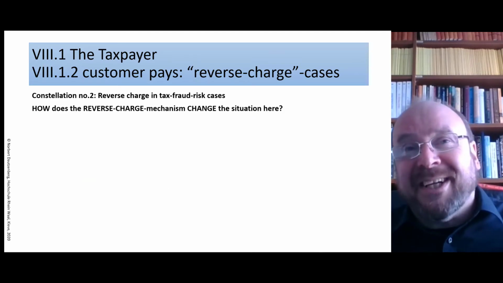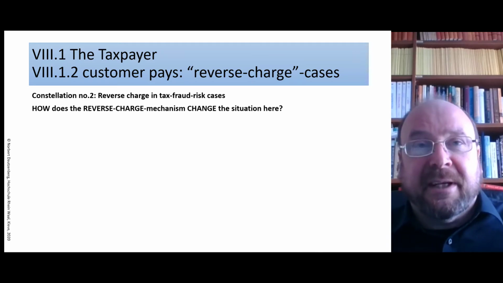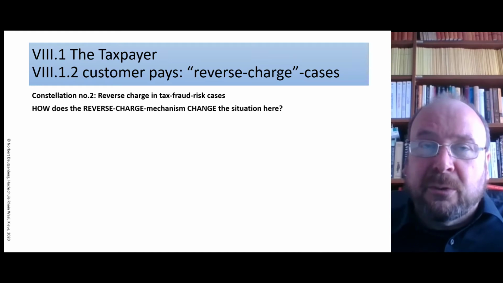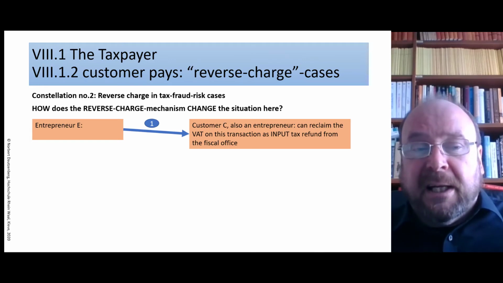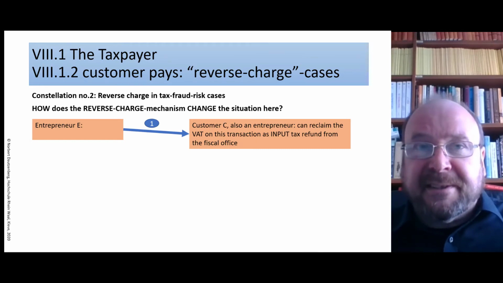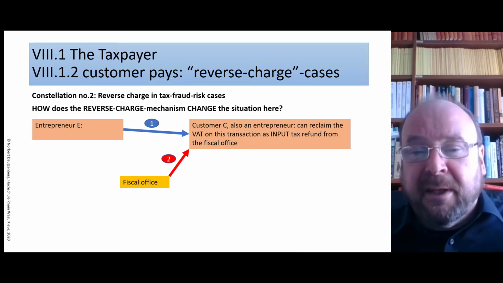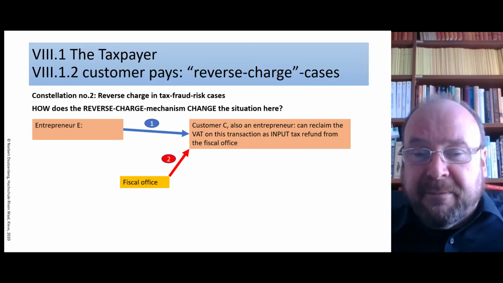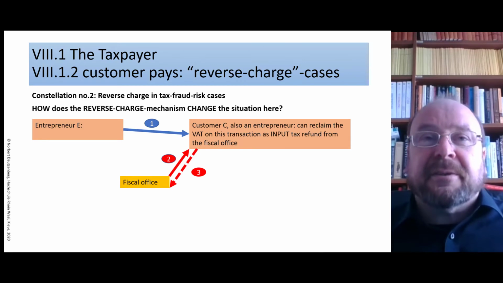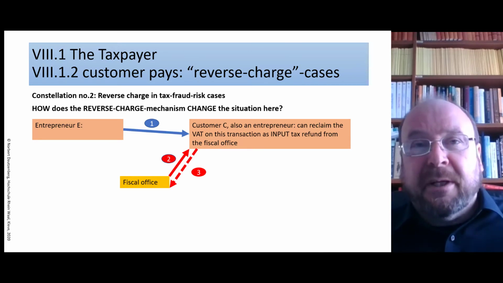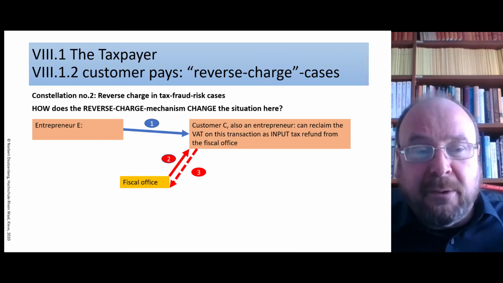And how can the reverse charge situation or mechanism change that and reduce the risk of tax fraud? Let's see the same constellation now if we have the reverse charge rule applied to the transaction from E to C. Under the reverse charge rule, again, C naturally has a refund claim, but now the fiscal office has a claim for payment to C. So, under regular circumstances, the payments 2 and 3 are absolutely identical and add up to plus minus 0.